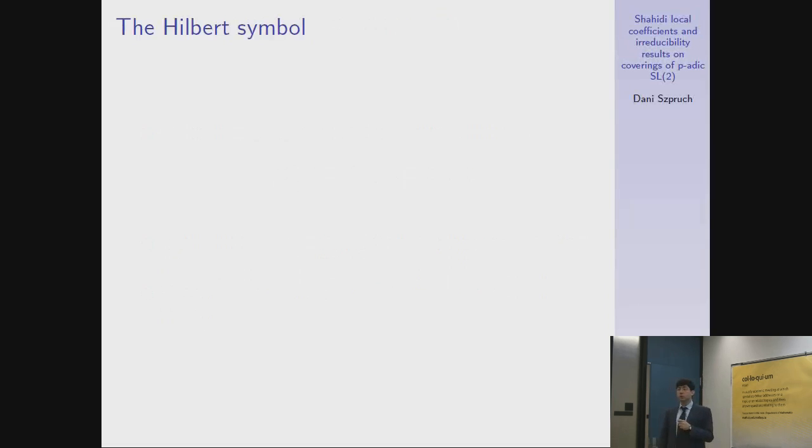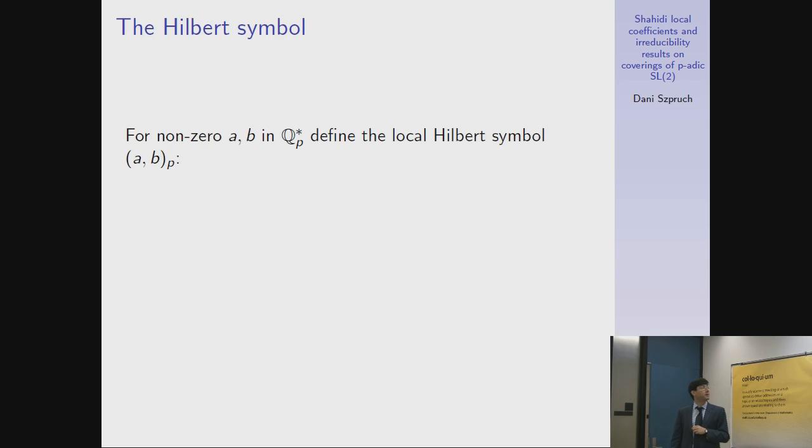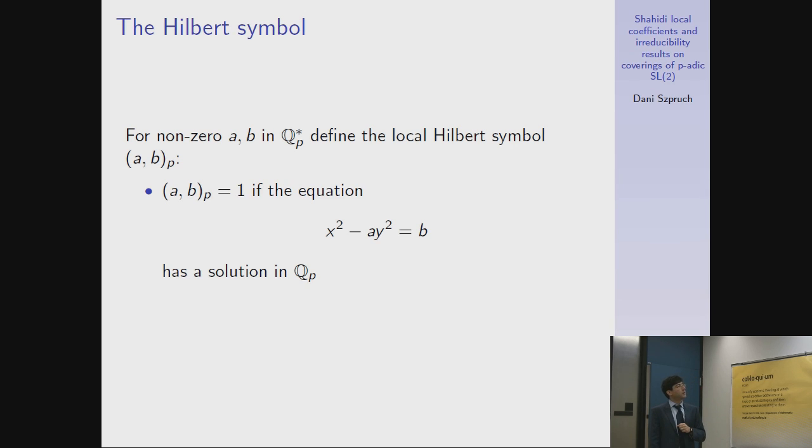And let me show you the other way around. There is also a global to local principle. For non-zero a, b in Q_p, let's define the local Hilbert symbol (a,b)_p to be 1 if the equation x squared minus a y squared equals b has a solution in Q_p, and minus 1 otherwise.